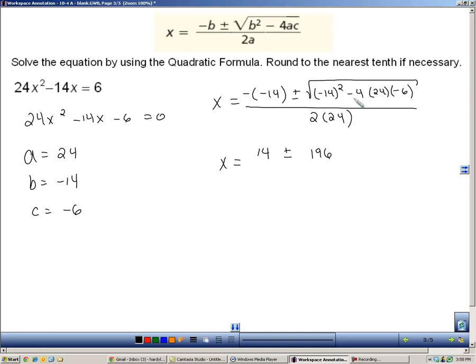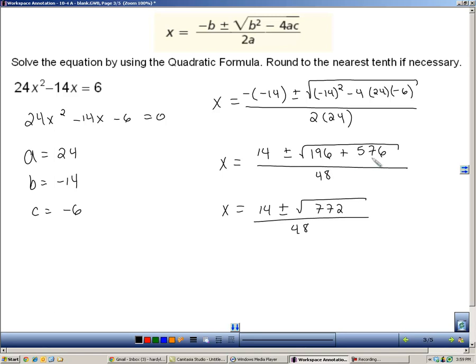Now this part, be careful, this is a negative 4, and that's how you should treat this. A negative 4 times a 24 times a negative 6. So you're multiplying those three numbers. Two negatives means it's going to be a plus, and that gives me a 576. And that's all over 2 times 24, which is 48. 196 plus 576 is 772.